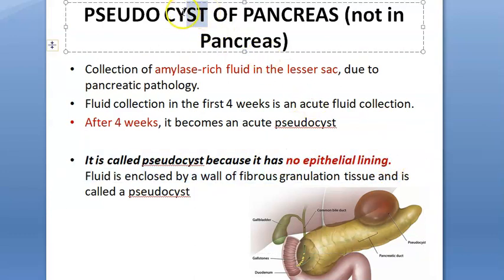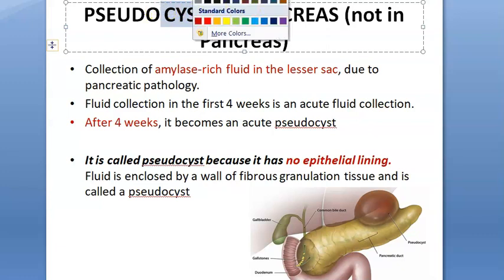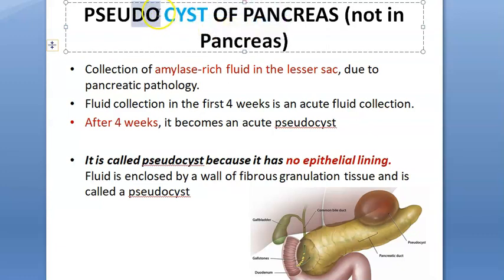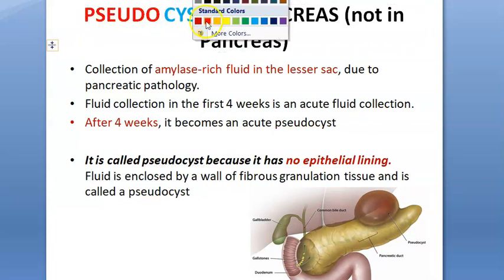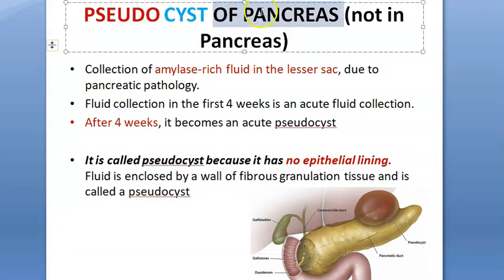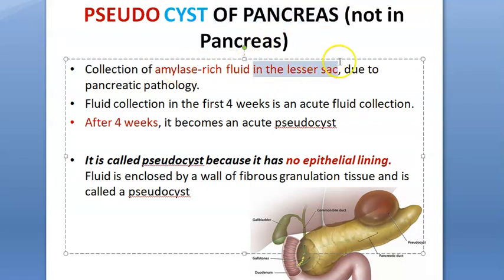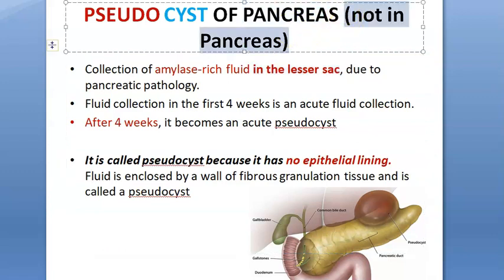A cyst is something which is filled with fluid, right? So this is a pseudocyst, and they have written "of pancreas." Remember, it is not in the pancreas. It is a pseudocyst of the pancreas. Basically, where is it then? If it is not in the pancreas, it is in the lesser sac. Okay, so this is what a pseudocyst of pancreas is.